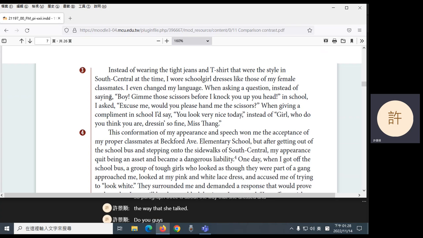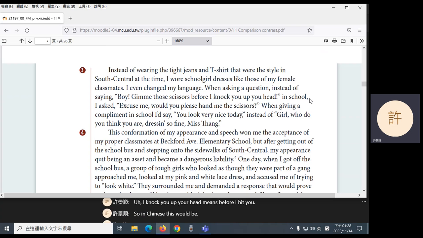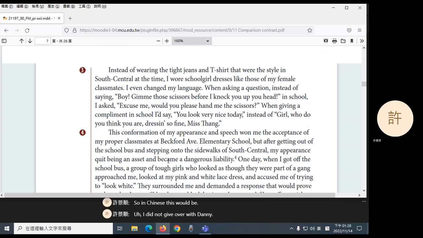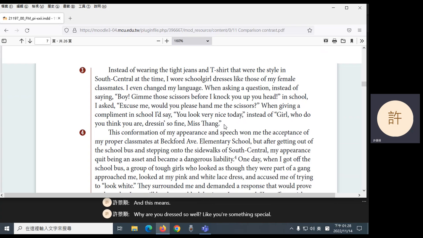Do you guys need me to translate Black English? 黑人俚语有看懂吗? I knock you up your head means before I hit you. So in Chinese, this would be 把剪刀给我,不然我打你. And this means, why are you dressed so well like you're something special? In Chinese would be 你干嘛穿这么好看?你以为你是谁啊?